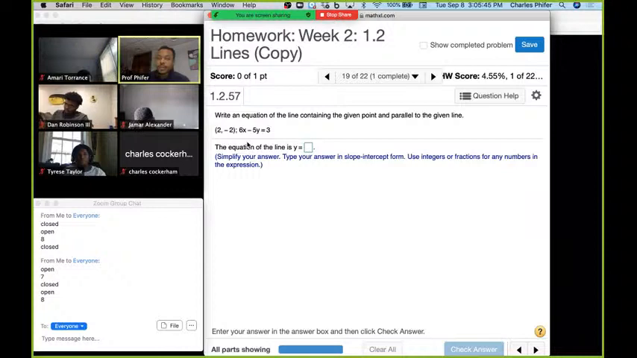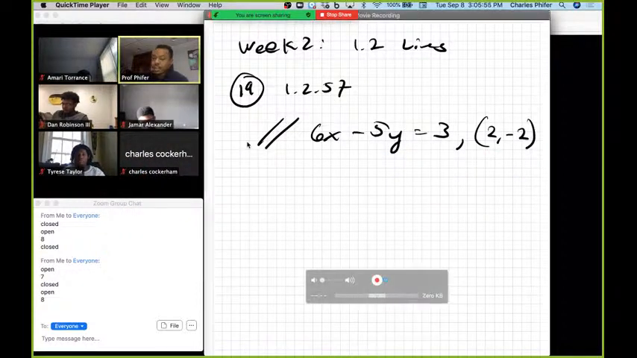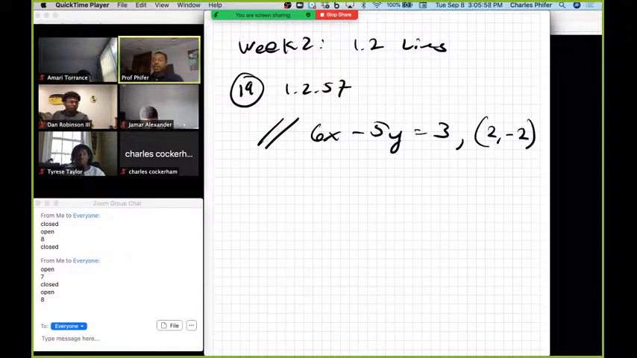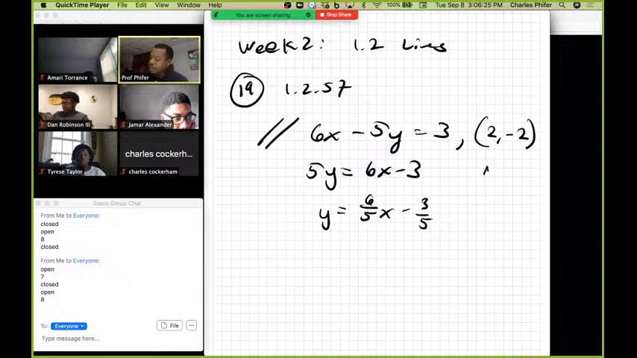Just for the sake of time, we only have about 5 minutes remaining, so let's hop over to the tablet. This needs to be parallel to this line. Parallel, perpendicular, and neither is always about slope, right? So we need to find the slope of this line, and then the slope of our line is going to be the same. I'm going to solve for y. If I add 5y and subtract 3, I get 5y equals 6x minus 3. Divide both sides by 5, y equals 6 over 5 x minus 3 over 5. So that means our slope needs to be -3 over 5.